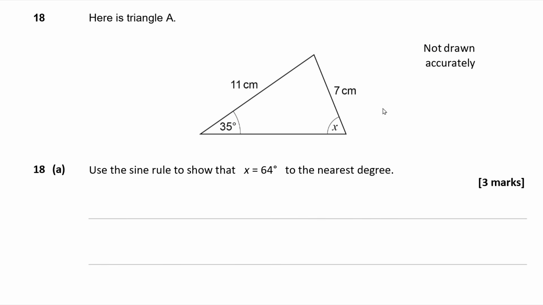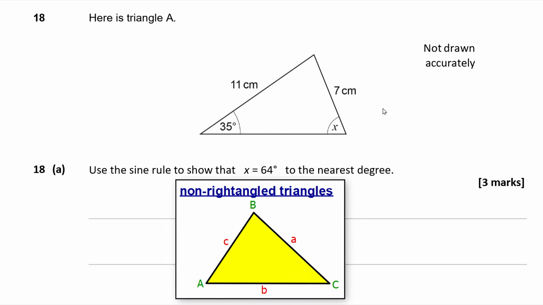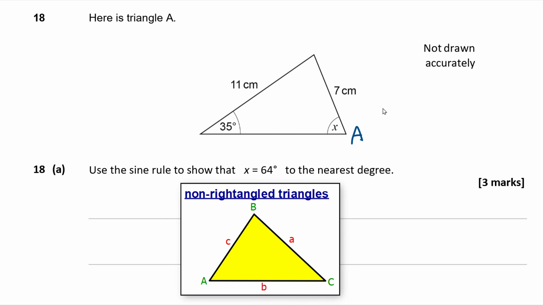Question 18. Here is a triangle. Use the sine rule to show that x equals 64 degrees to the nearest degree. Okay, so we want to try and find x, which is an angle. So we're going to use the version of the sine rule with the angles on the top. So like sine A over a equals sine B over b equals sine x over x. Okay, so let's label these so it's compatible with the sine rule. If I'm going to say that one's A and that one's B and that one's C, then this is side a and this is side b and this is side c that I don't care about.